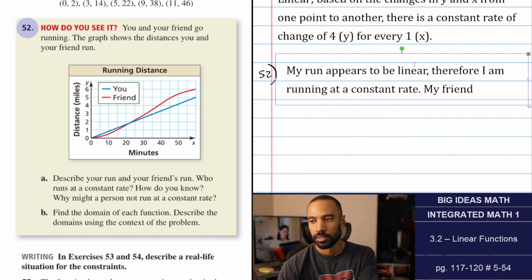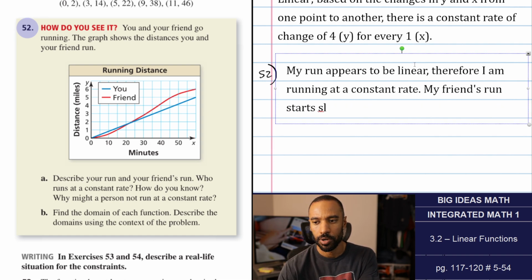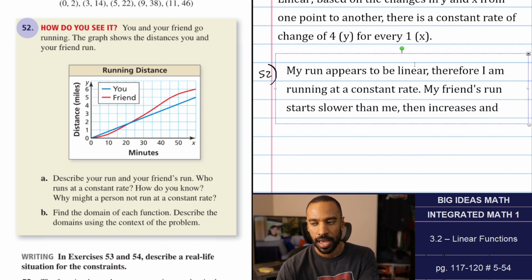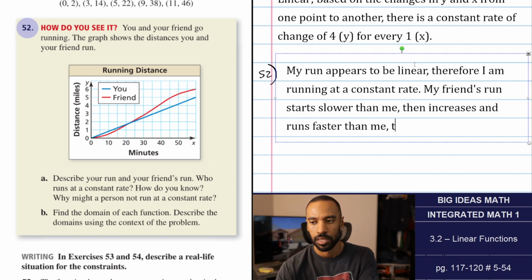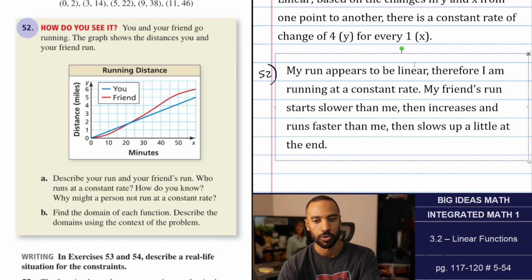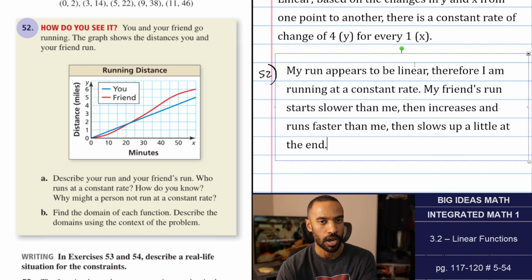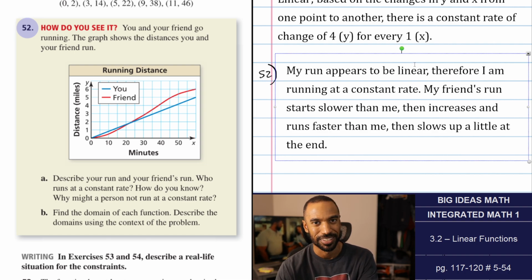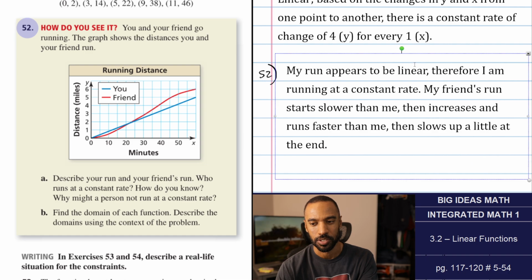My friend's run starts slower than me, then increases and runs faster than me, then slows up a little at the end. Probably slower than I'm running, as it so appears. But they're still ahead of me when it comes to distance and time. After an hour, I've run 5 miles, they've run 6 miles. I don't know if we're supposed to describe all that, saying how far we've actually gone. But they're a mile ahead of me. They're slowing up, though.